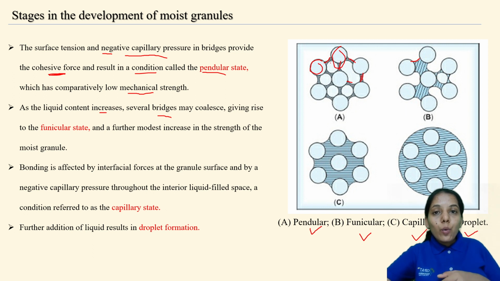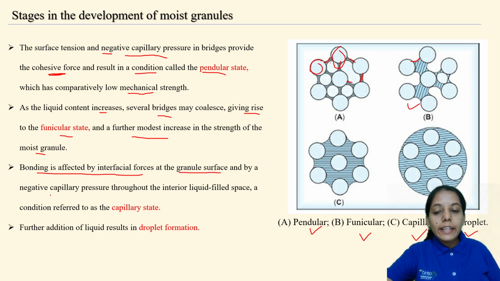That second stage is known as the funicular state. As the liquid content increases, several bridges may coalesce, giving rise to the funicular state, and a further modest increase in the strength of the moist granules. A little bit of strength will increase because of the coalescence. Bonding is affected by interfacial forces at the granule surface and by the negative capillary pressure throughout the interior liquid-filled space, and this is known as a capillary state.